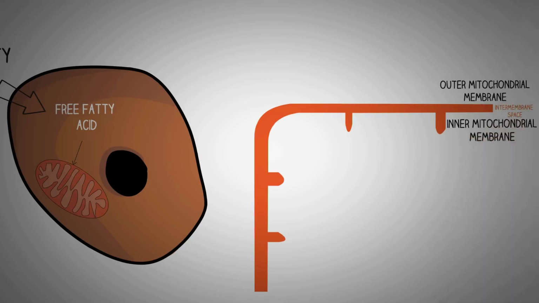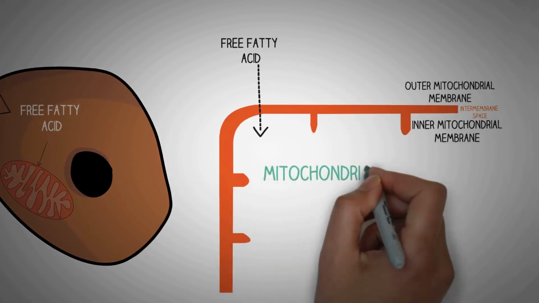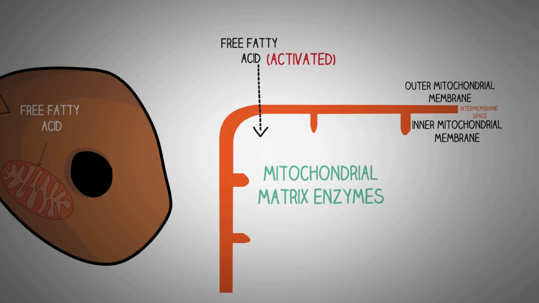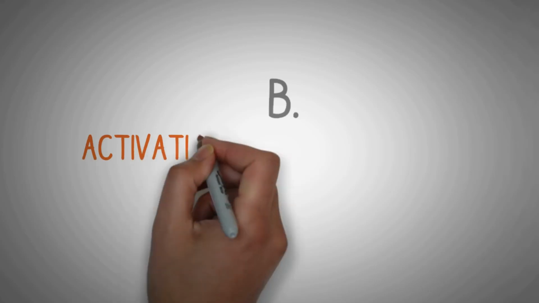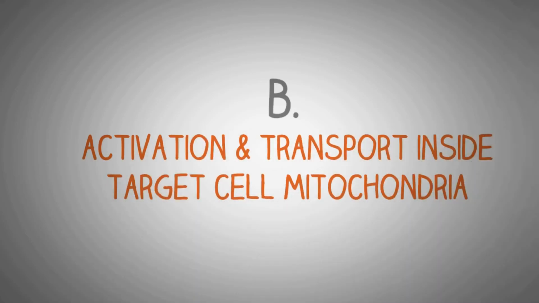The matrix of the mitochondria is important because it contains all the enzymes that are required for the beta oxidation of fatty acids, as well as the enzymes for the Krebs cycle and electron transport chain. Now, before the free fatty acid can be transported into the mitochondrial matrix, it must be activated. So let's talk about the next part, that is the activation and transport of free fatty acid inside the target cell mitochondria. So first, talking about the fatty acid activation.